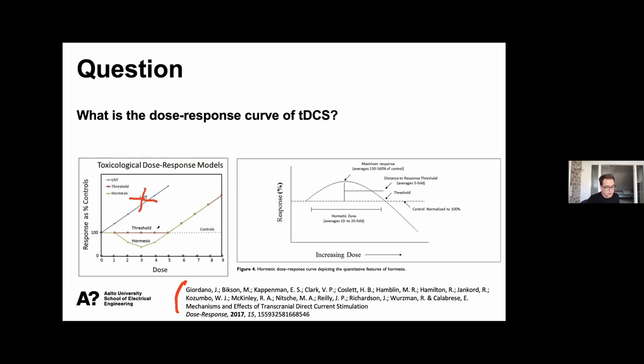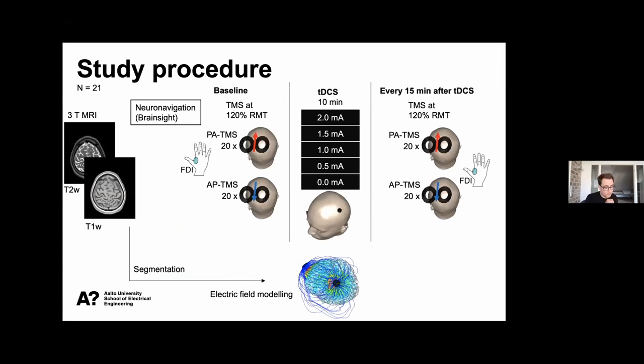Then we have the threshold effect, so that when we go above a certain threshold, then we get the response. That would be the dose response curve for, for instance, TMS. But for tDCS, the curve might be like the hormetic relationship, where we have an effect, and then when we increase the dose, we get an opposite effect. So to study what the dose response curve in tDCS is, we performed another set of experiments.